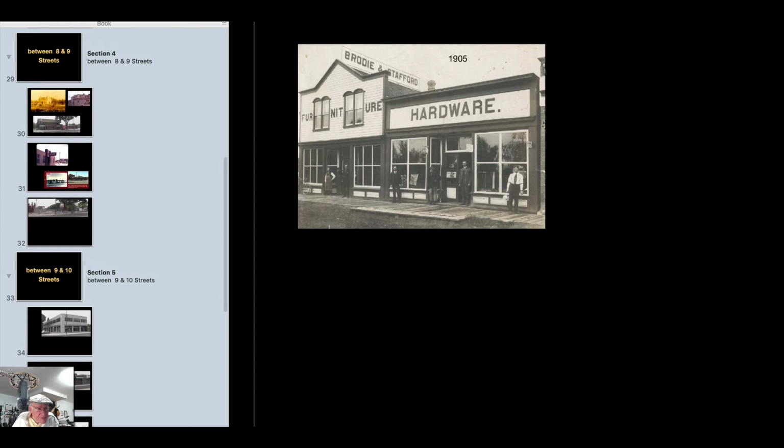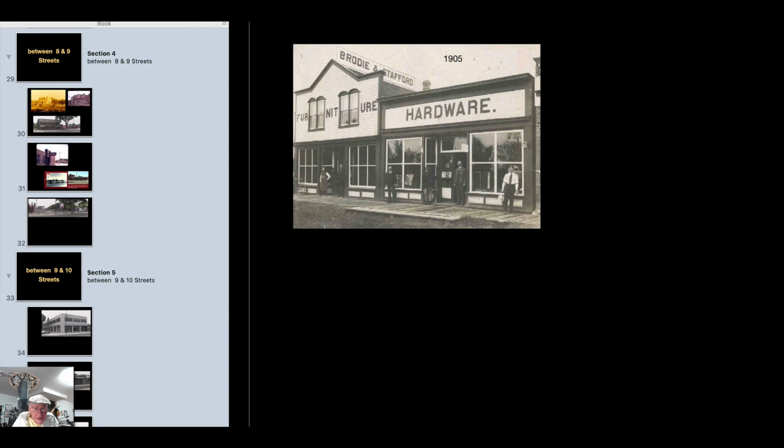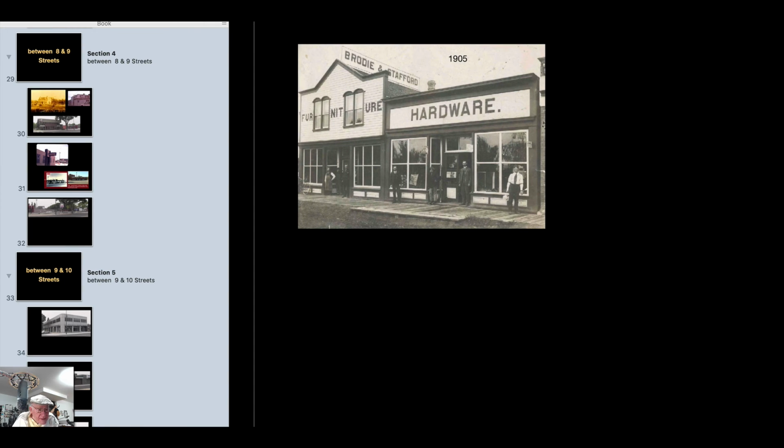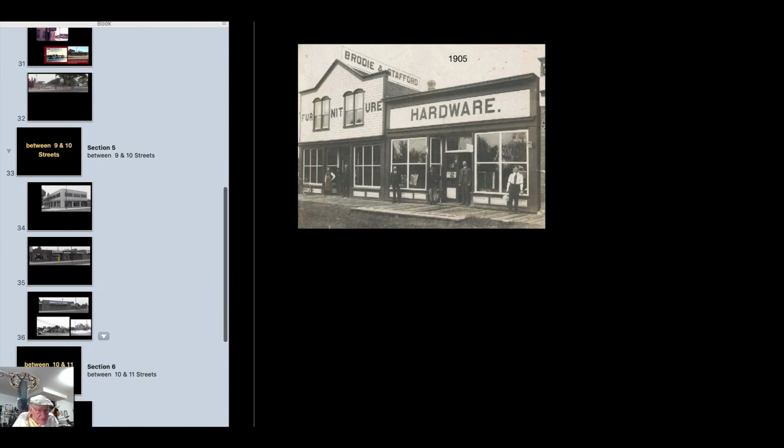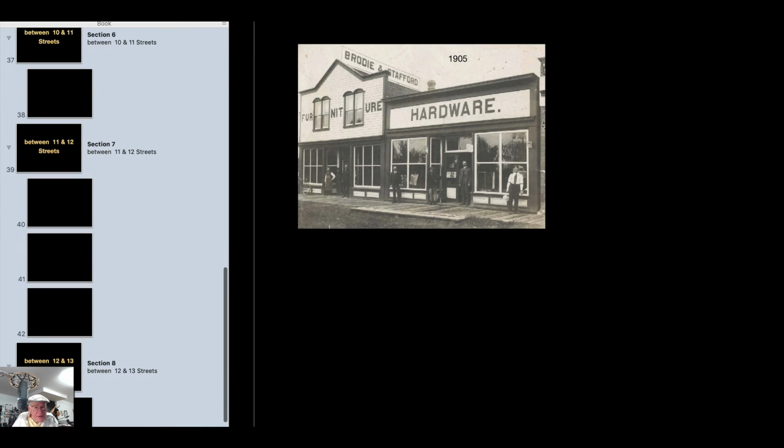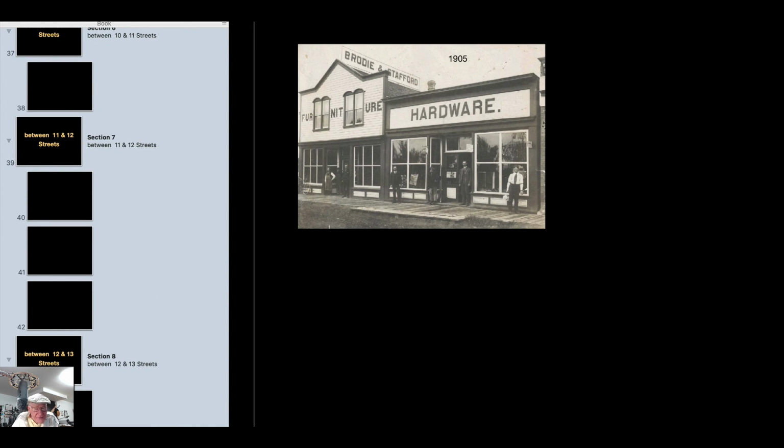So this next one would be 8th to 9th Street. And it goes down. Some streets I've got a lot of information on, other streets I don't have very much information at all. But it's a fun project allowing you to show you how the streets of downtown Lethbridge changed over the years. Give it a try.